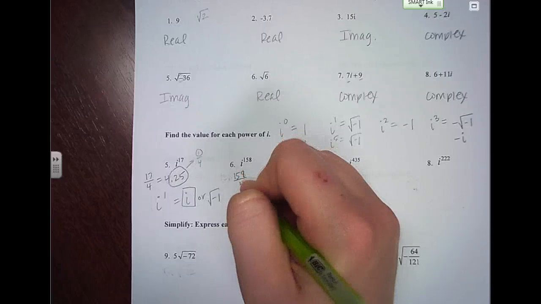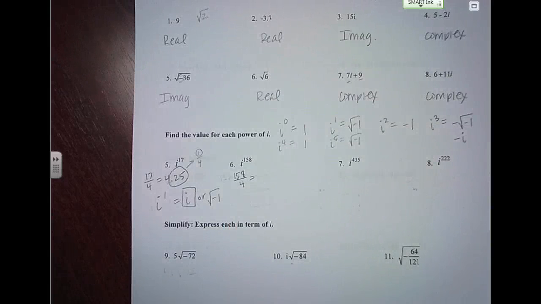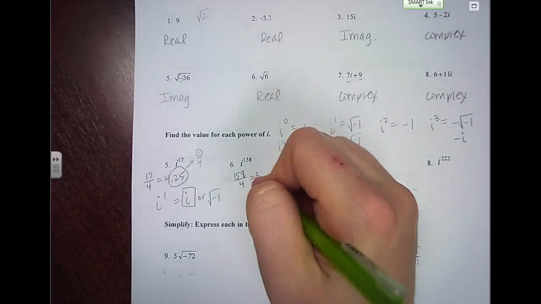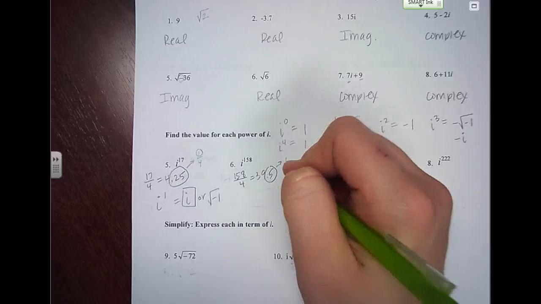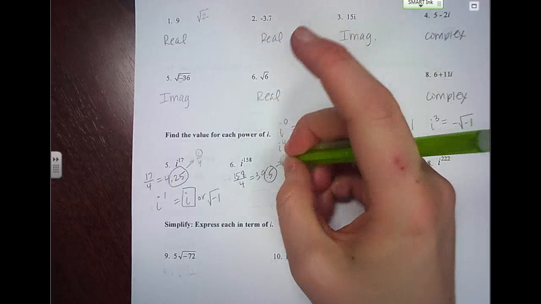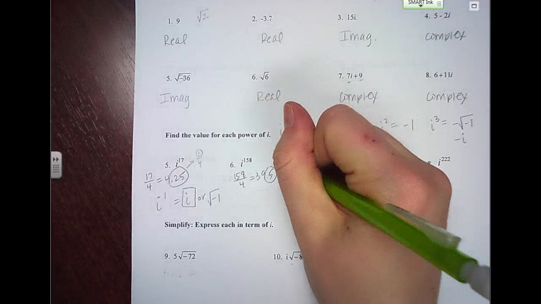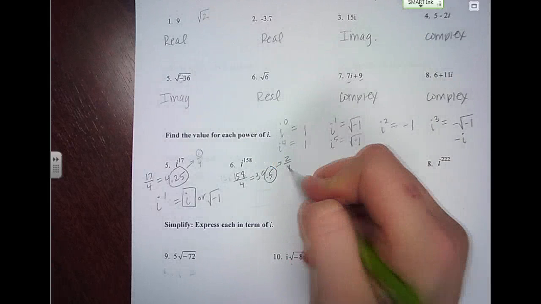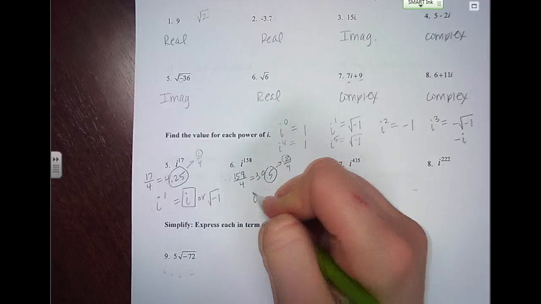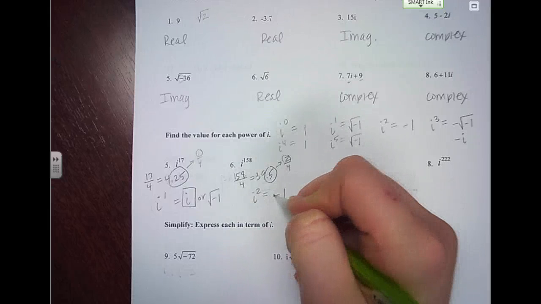Okay, so let's do 158. 158 divided by 4 is 39.5. Again, I'm looking at the leftover part here. If you convert that to a fraction, you get 1/2, but in our case, we're doing fourths, so we want to look at 2/4. So now I'm looking at the top number, so I'm looking at I squared. We know I squared is negative 1.